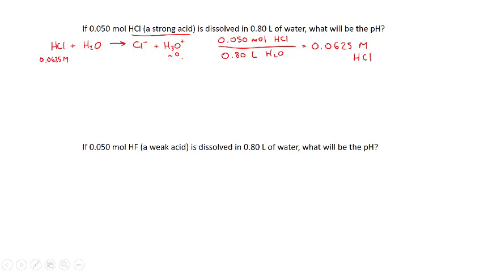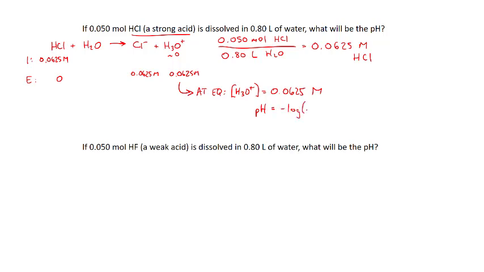Now, what's going to happen at equilibrium is all of our HCl is going to be used up, and we're going to have 0.0625 molar chloride and 0.0625 molar H3O+. So that means that at equilibrium, H3O+ is 0.0625 molar, and therefore our pH is going to be negative log of 0.0625, which is 1.2.